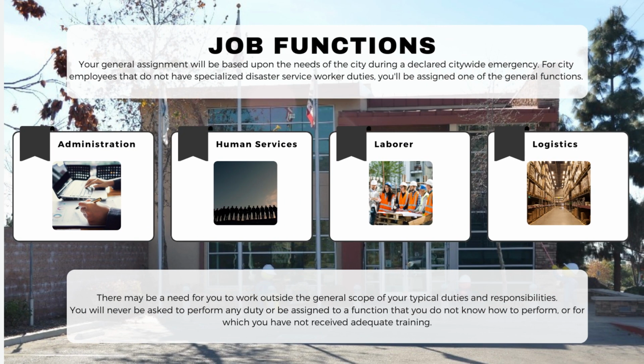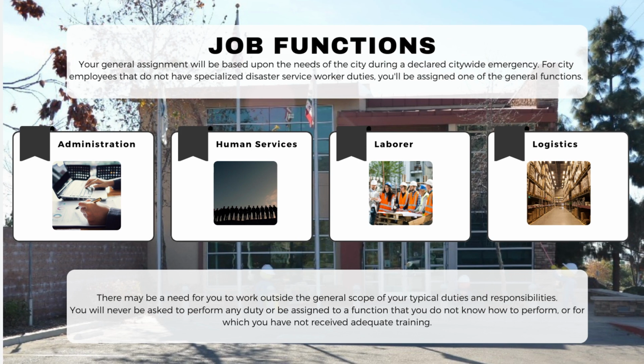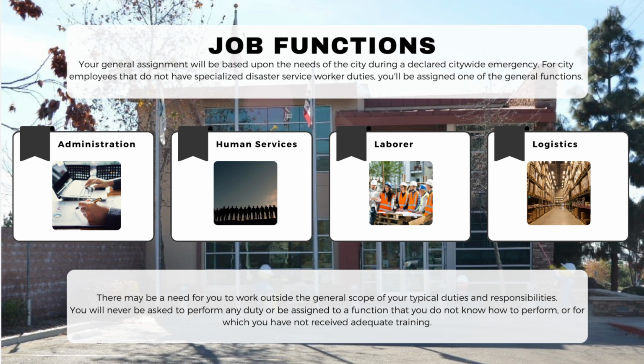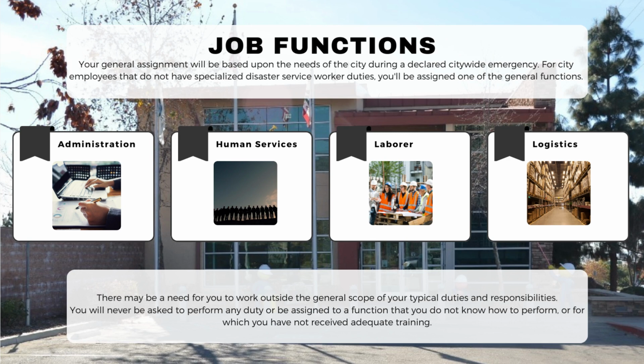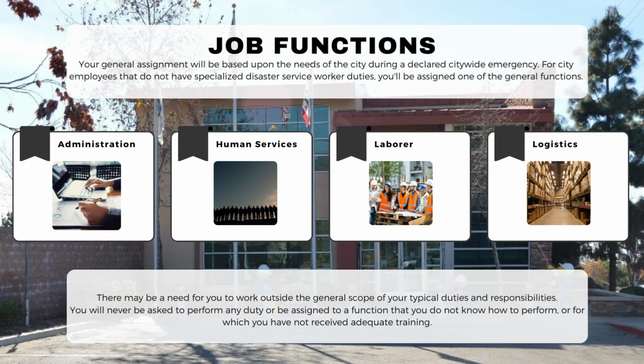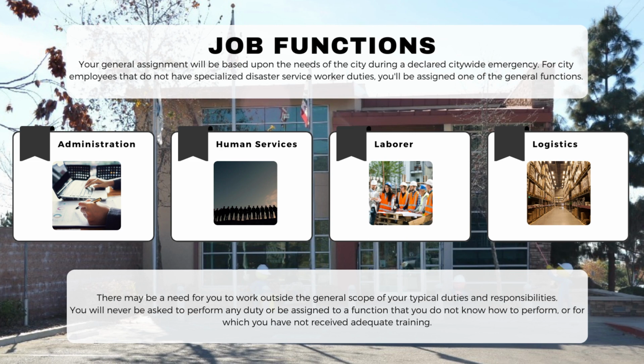The state of California recognizes 13 disaster service worker job classifications that fall into two categories, general and specialized. Your general assignment will be based upon the needs of the city during a declared citywide emergency. For city employees that do not have specialized disaster service worker duties, you'll be assigned one of the general functions. General job functions include administration, human services, labor, or logistics.